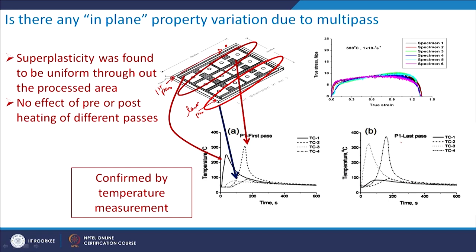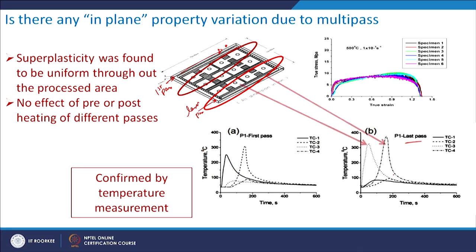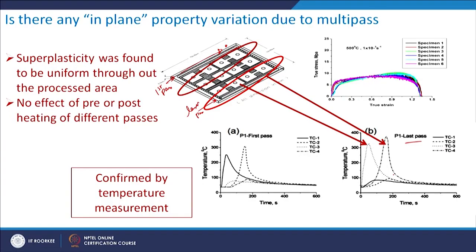Similarly, when you see the last pass, the temperature rise in the thermocouples placed here is around 300 and 400 degrees Celsius. But the temperature rise in the thermocouples placed here is very small, even less than 100 degrees Celsius. So we can conclude that there is not much effect of individual passes on the microstructure, because the temperature comes down to room temperature in a very short time, within 200 seconds or so. It is only an exposure of 3 or 4 minutes, and there is not much effect of temperature on the other part of the sample.